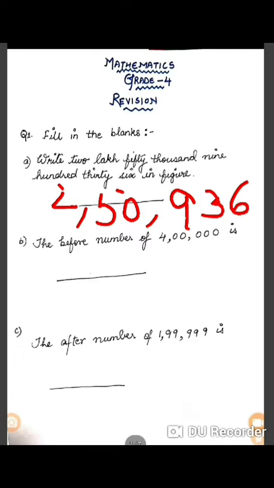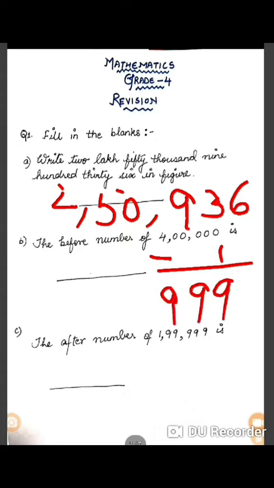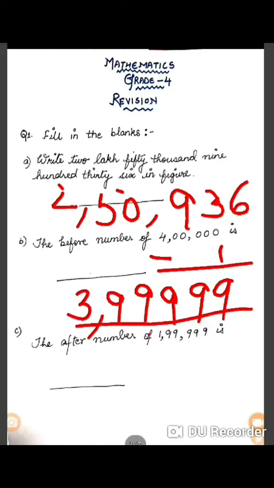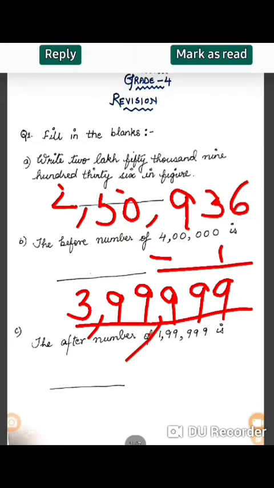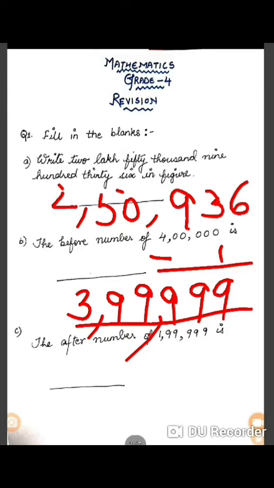Okay, now let's come to the next question. We need to write down the before number of 4 lakh. Now, as you know, to find out the before number of any given number, we subtract 1 from it, right? So, children, to find out the before number of this given number, we are going to subtract 1 from the given number. Now, this becomes 3,99,999.